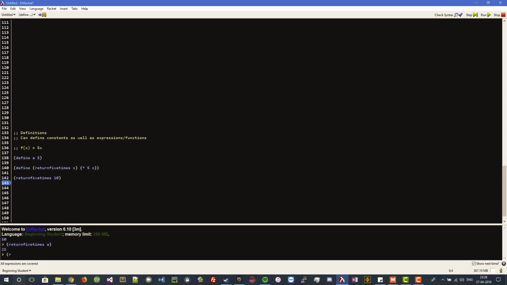And also you can just use this for renaming stuff. Like I can define b of x to be 5 times x. And now it's just a shorthand. I can just do b of 100 now and it'll give me 500. So yeah, that's how definitions work.